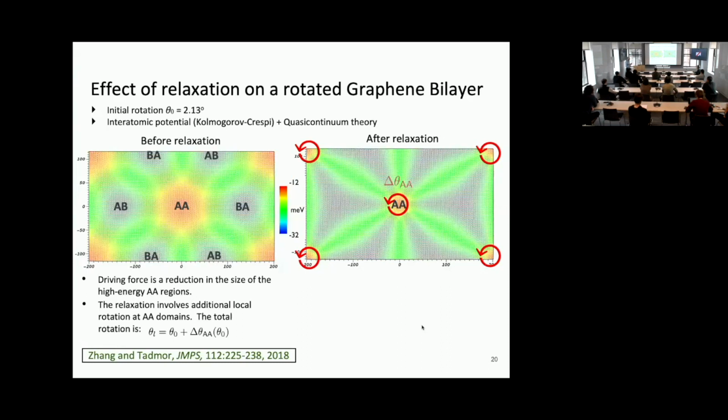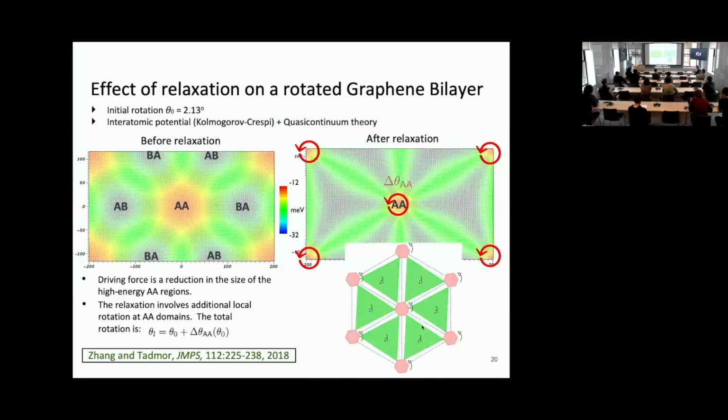You do see, without relaxation, AA regions, AB regions, and the boundaries between them. But upon relaxation, the AA regions, which are the high energy stackings, shrink very significantly. The AB or BA regions, which are equivalent, increase in size very significantly. And of course, you can't avoid the boundaries between them. And interestingly enough, the relaxation also introduces an additional local twist. So this is a local twist of the AA regions beyond the overall twist imposed macroscopically on the two layers.